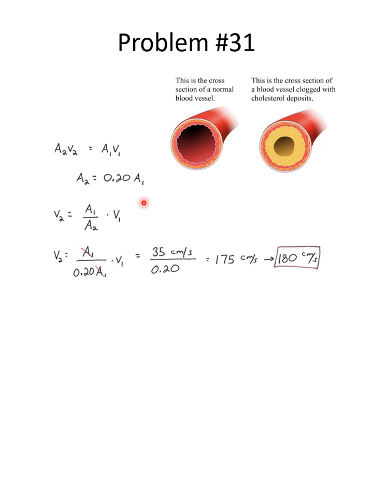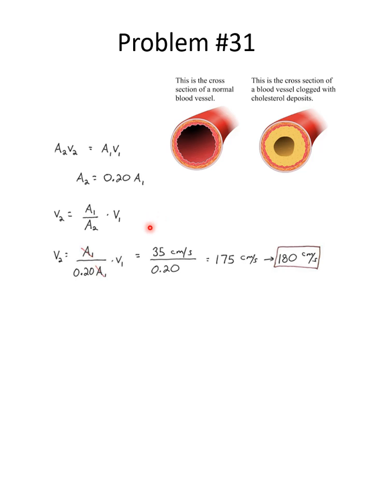We don't directly have the areas, but what we do have is that in the problem, it says the clot reduces the flow area by 80%. And that means that A2 is 20% of A1. And that's enough information to get through this problem. So let's continue with the continuity equation. V2 is A1 over A2 times V1.